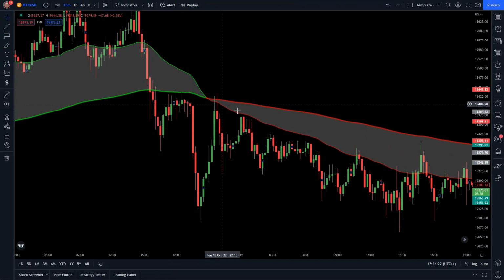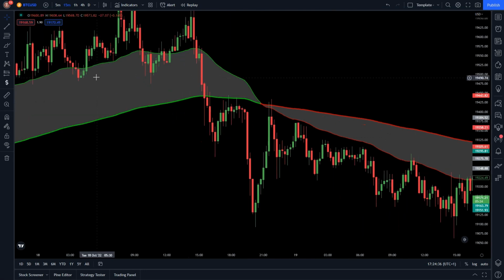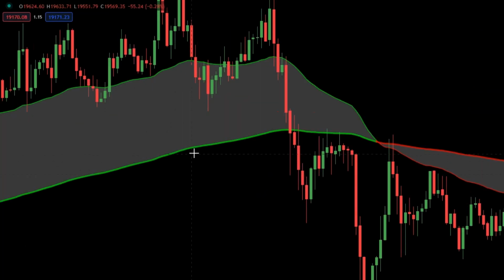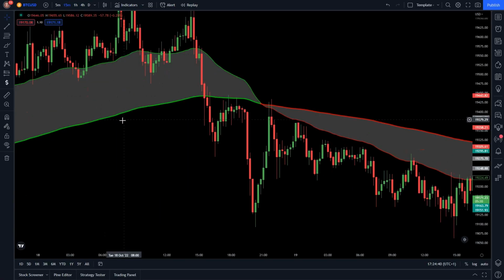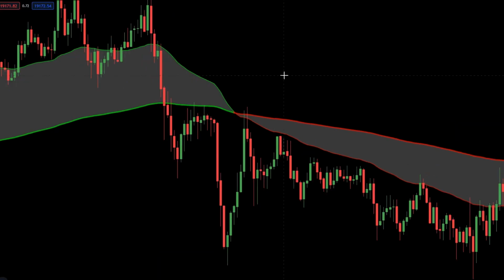It uses the 50 EMA and the 200 EMA to determine where price is going and the trend of the market. So when the 50 EMA is below the 200, it shows red because we're in a downtrend, and when the 50 EMA is above the 200, it shows green lines. This is to indicate an uptrend. We're going to be using this free indicator as our overall trend direction.